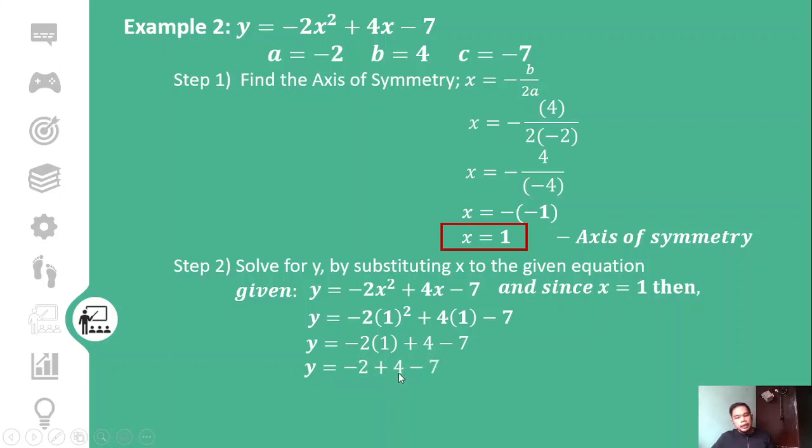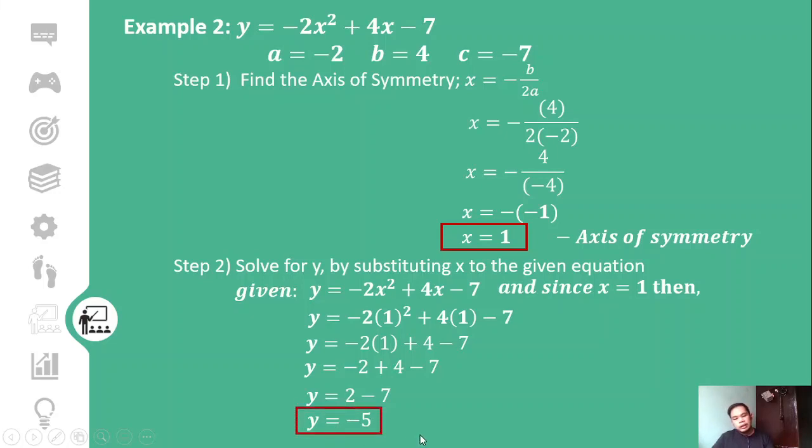Now, let's evaluate negative 2 and positive 4. Kapag in-evaluate natin yan, it means we're going to subtract 4 by 2. Okay, so negative 2 plus 4 is equal to positive 2. Then copy negative 7. 2 minus 7 is equal to negative 5. So therefore, y is equal to negative 5. Therefore, again, in y equals negative 2x squared plus 4x minus 7, if x is equal to 1, y will be equal to negative 5.